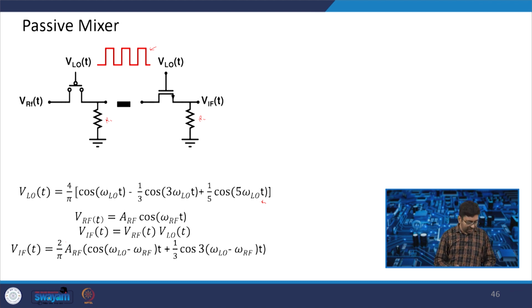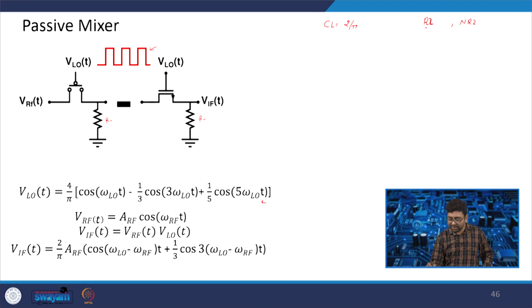So, for the passive mixer, the conversion loss is given by 2 by pi. That can be calculated directly from this, and here we have used a resistance. There are two kinds of passive mixer: one is return to 0, RZ, and another is non return to 0, NRZ.